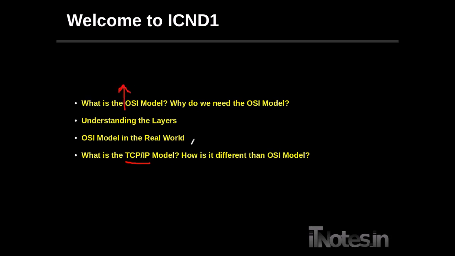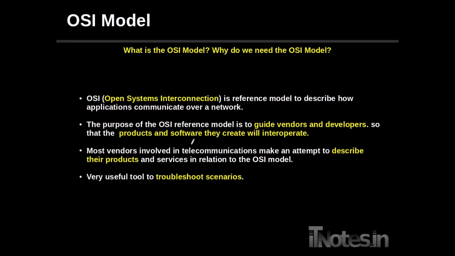Fine. Okay, so what's an OSI model? An OSI model is a reference model to describe how applications work over a network. So this covers the whole thing. A model which describes how an application communicates over a network. That's what an OSI model is. And it is described with 7 layers. It's a layered approach. So we'll be talking about the different layers of the OSI model and what each layer does.